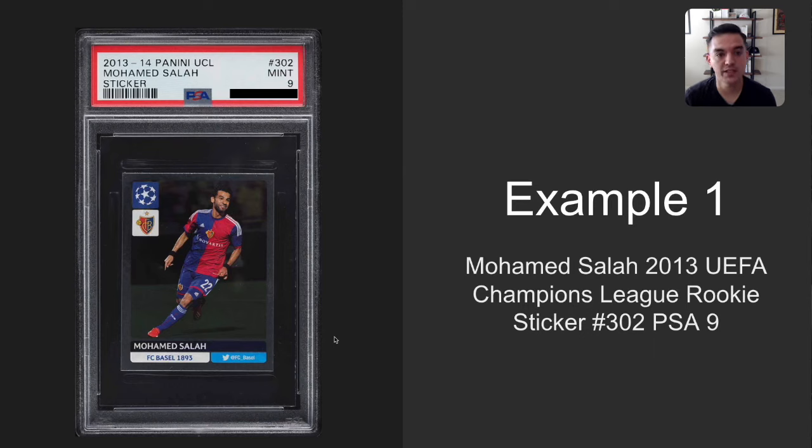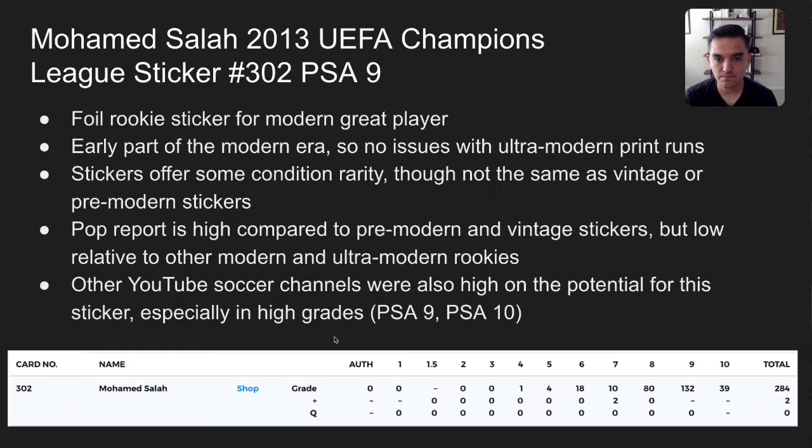So the first example is the Mohamed Salah 2013 UEFA Champions League sticker. This is his rookie sticker, or at least his more well-known and widely available rookie sticker from 2013. There were two of these. There's this foil one, and then there's a headshot one. So I'm focused on number 302, the foil sticker in a PSA 9.